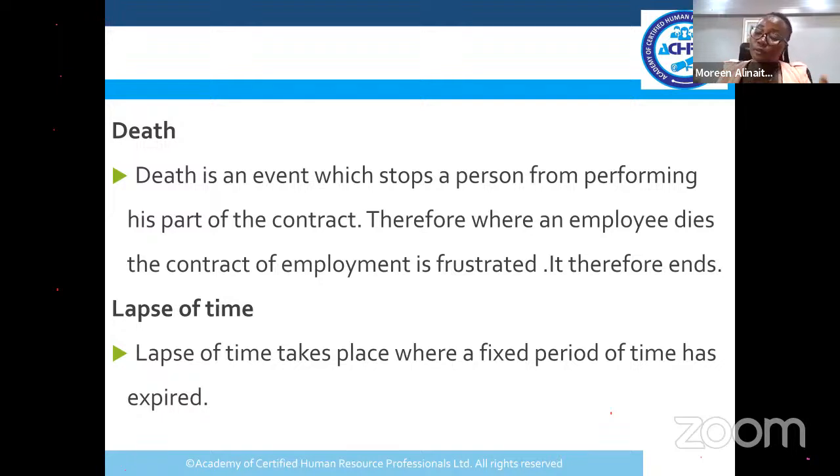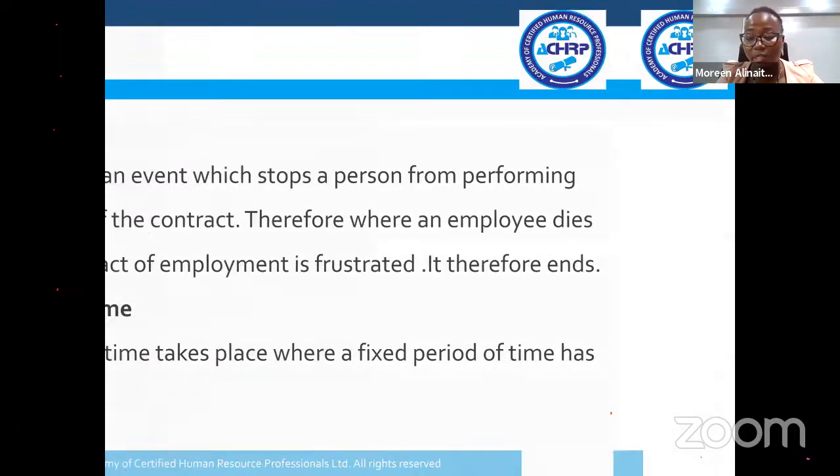We said to do this in 3 hours. My contract is for 3 hours. So once the 3 hours are gone, tunamaliza. The contract expires. It is for time lapse. Anyway, if at all it was an employment contract.